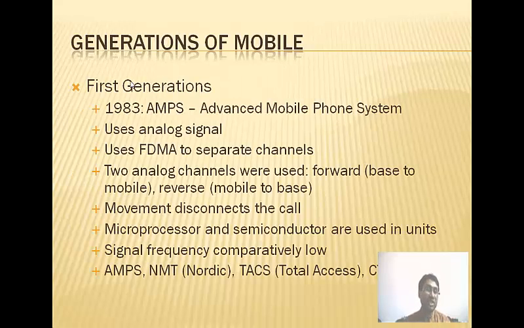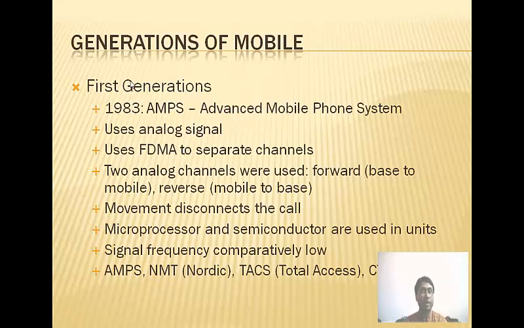Now the different generations of mobile phone technology, or mobile communication systems. Actually, how this mobile communication technology evolved over time. The first generation was in 1983. In North America, there was the Advanced Mobile Phone System in the first generation, and they used analog signals to transfer voice. They used FDMA to separate channels. There was no TDMA to create further channels inside FDMA. TDMA is actually a digital technology.